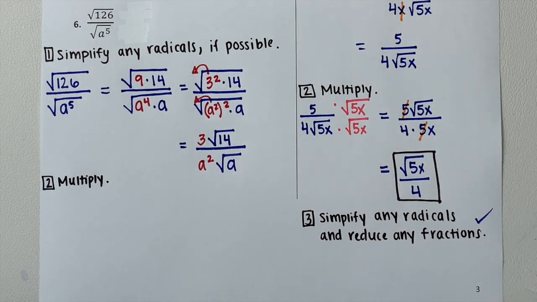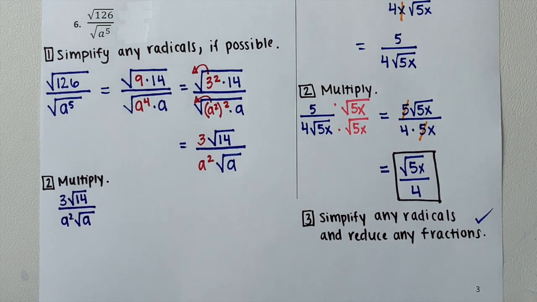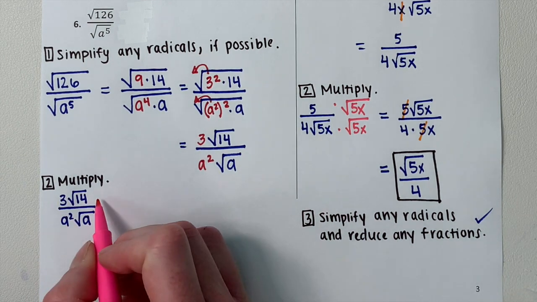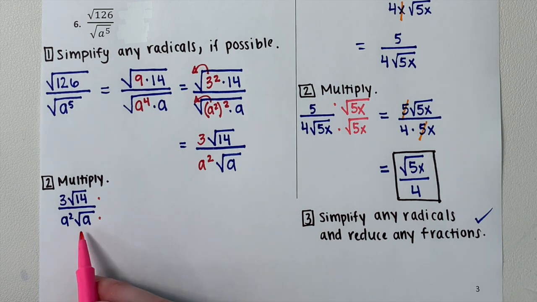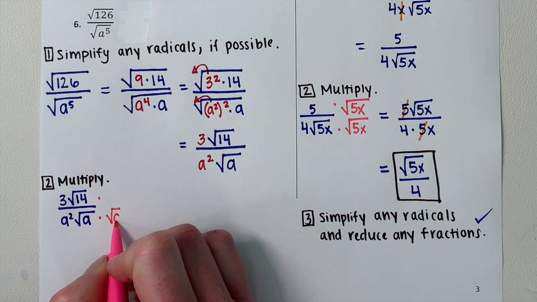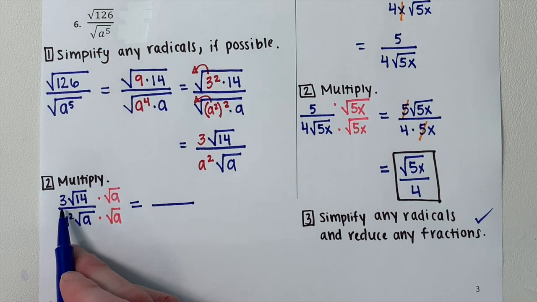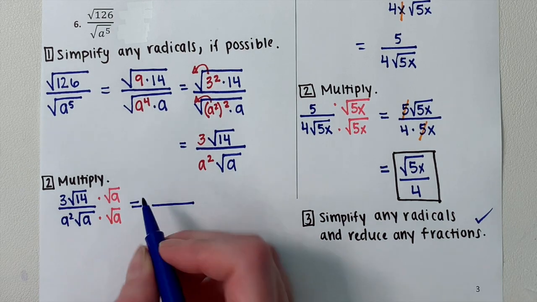For step 2, I'm going to start by copying this expression over here. Now again, in step 2, we're rationalizing the denominator. And to get rid of this square root in the denominator, we need to multiply the numerator and the denominator by this exact square root we see in the denominator. So we're going to be multiplying the numerator and the denominator by the square root of a.